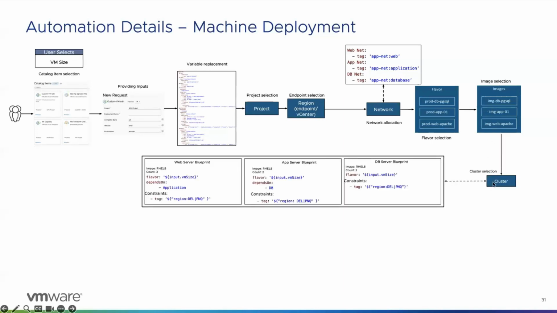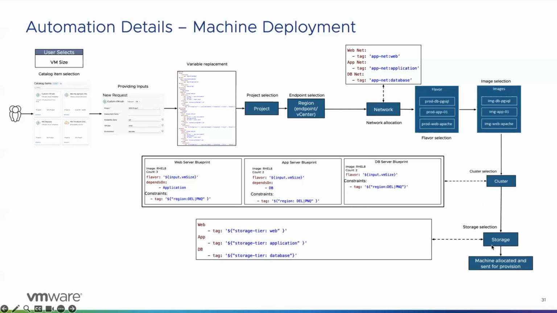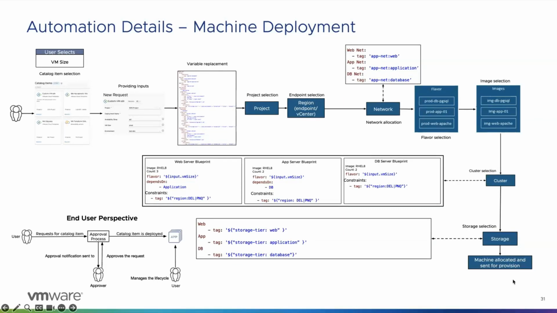Then the cluster selection happens. And that depends on the tag that I utilized, which constraint, which region it should go to, Delhi or PNQ. And then storage is selected, which storage tier it should go to. After all of that, the machine is allocated and then sent for provisioning.